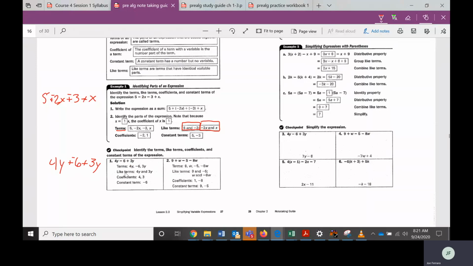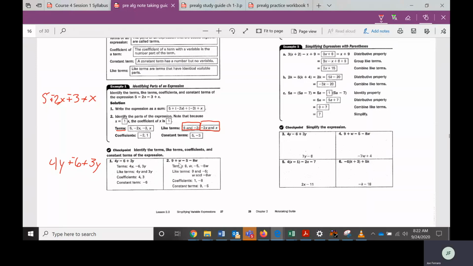The like terms, there's only one set of like terms. The 4y and the 3y each have a y on it. There's no matching term to the negative 6. That's the only one without a variable. So there's no like term there. Coefficients, the number in front of the variables, 4 and 3. And the constant term, the only one without a variable, is negative 6. Okay.